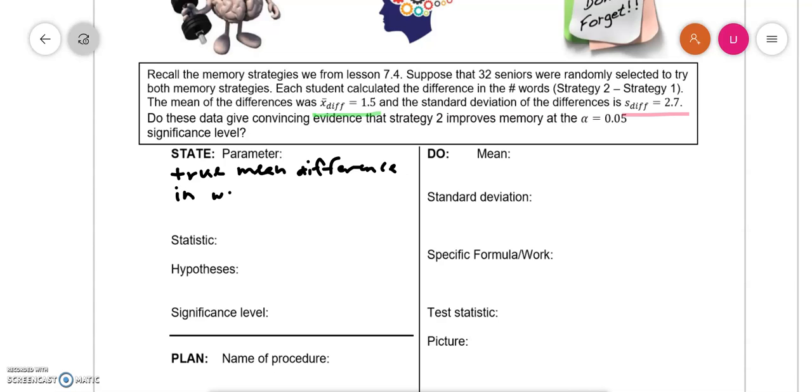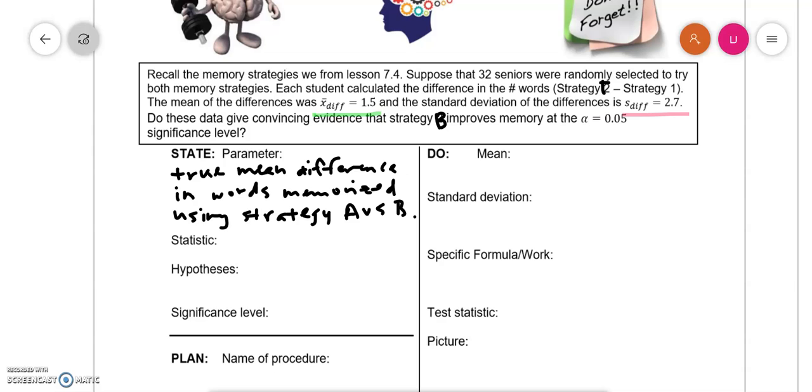In this case, in words memorized, using strategy A versus B. Or in this case, it's labeled 1 and 2. Let me change it back to A and B to keep it consistent. So strategy B minus strategy A. There we go. Keep it consistent with what we were doing before. Our statistic is our X bar difference, which is given.